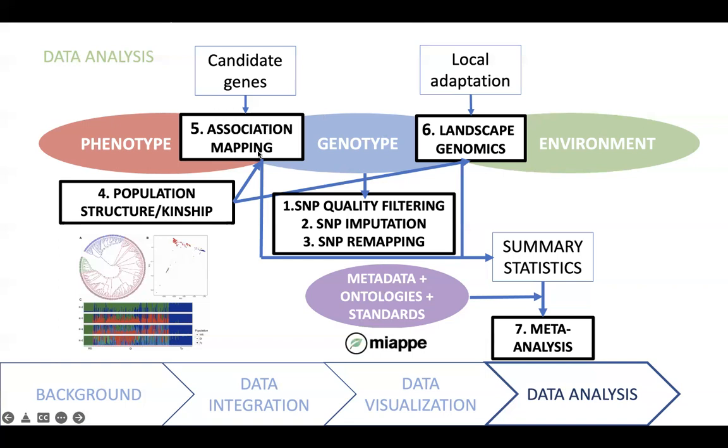These association mapping and landscape genomics workflows allow to identify candidate genes of resilience to biotic and abiotic stresses, and also locally adapted SNPs. And finally, with the summary statistics of these two workflows, it is possible to perform meta-analysis, which is also possible thanks to the metadata collection and also the SNP remapping workflow.